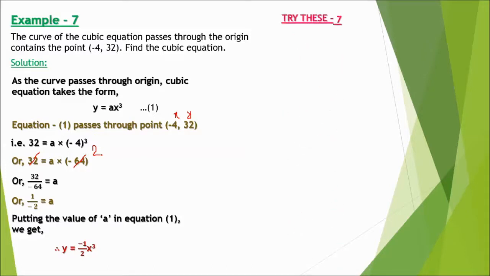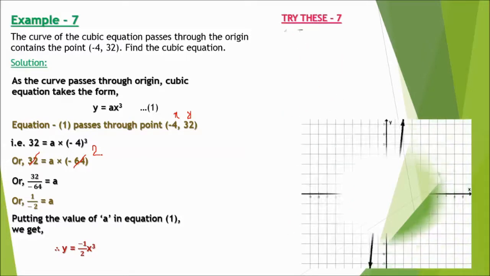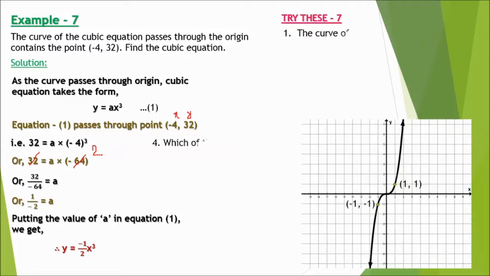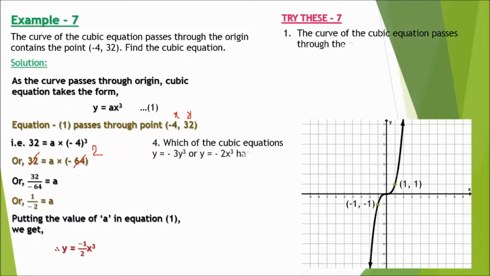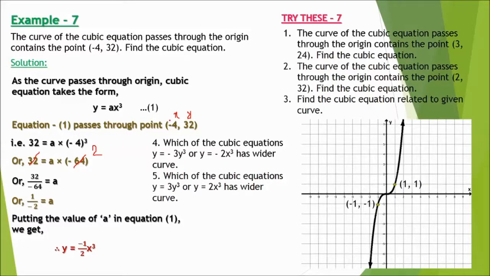Now try this example 7. Okay, let me end this question. Now this graph is for 3, and all questions are done exactly like example 7.